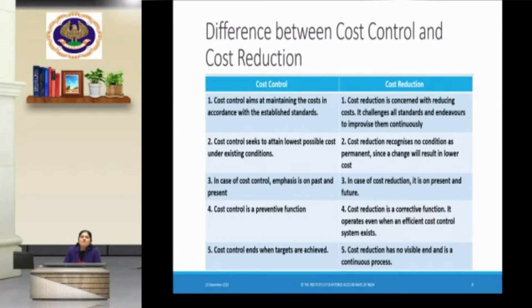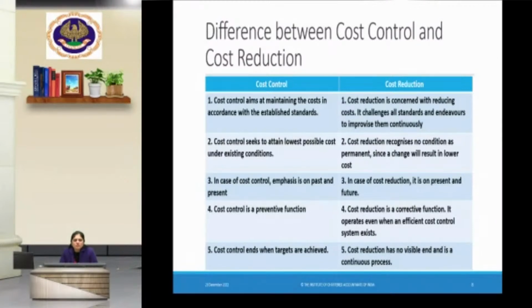So basically we are trying to minimize the unit cost for the future, based on the information, the processes, and the activities which are going on in the present. So present and future. That is the very fundamental difference between cost control and cost reduction.